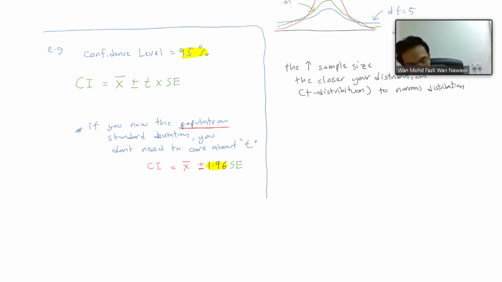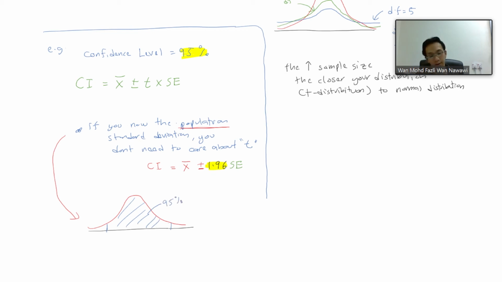What does it mean? Let me put it in a graph, easier for you. You have the normal distribution like this, and you have the area where you want to put your confidence level of 95%. So in between this and this is 95%, and whatever is out here is 2.5% on each side. That is what confidence level 95% means.